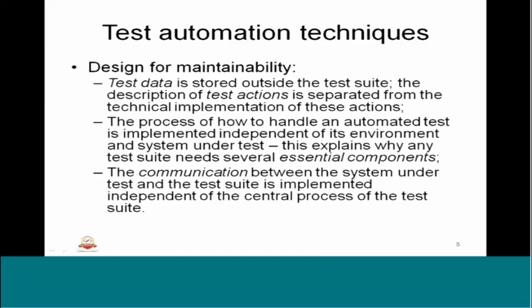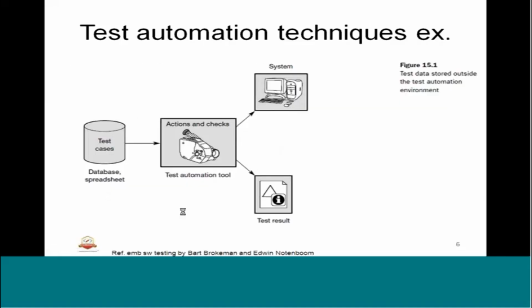The process of how to handle an automated test is implemented independent of its environment and system under test. This explains why any test suite needs several essential components. Those essential components could be test data, the framework, and the test actions built into the test suite. The communication between the system under test and the test suite is implemented independent of the central process of the test suite. So you can see an example of the test and test automation environment, how it is going to look. So it's just a depiction. It doesn't mean that the same thing is used.